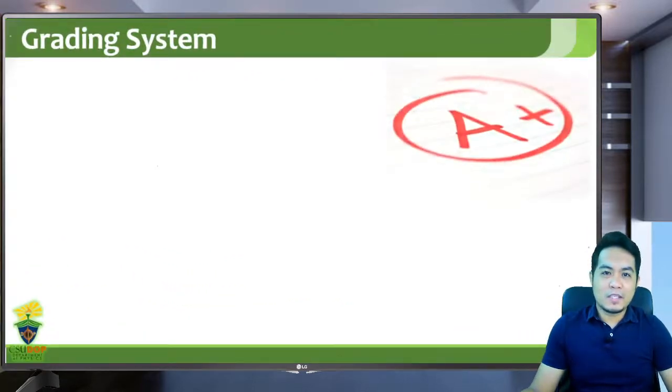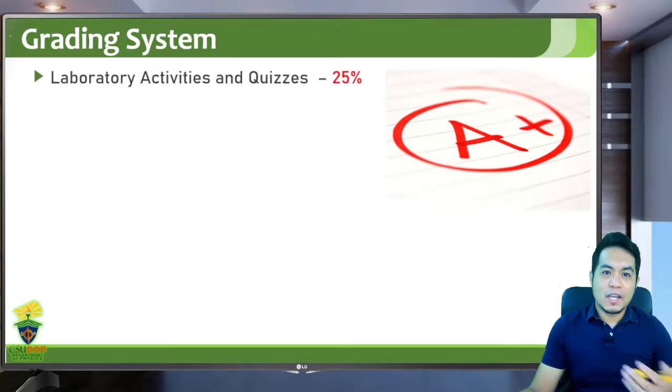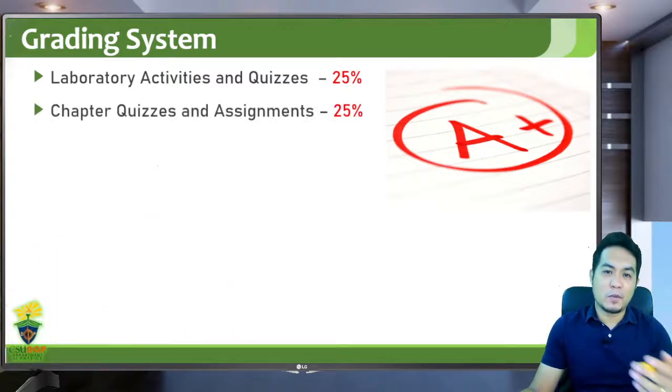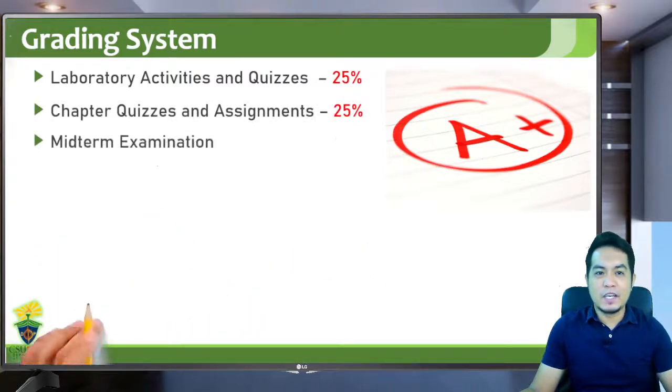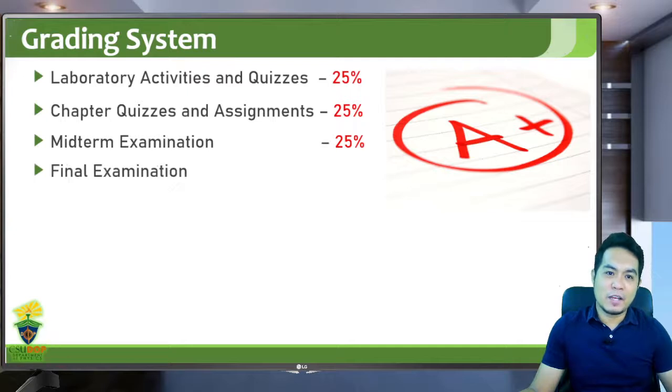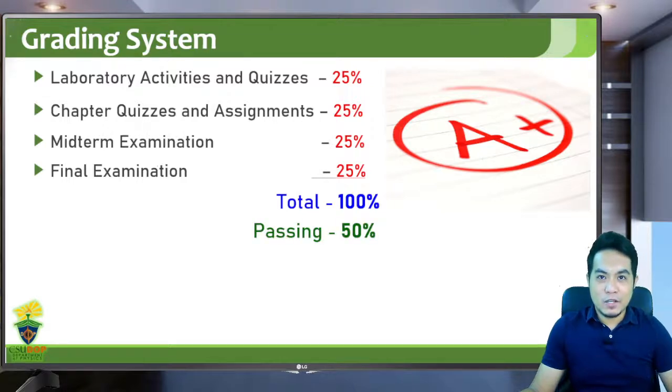For our grading system, the laboratory activities and quizzes, of course, that's 25%, and the lecture is 75%. The lecture will be comprised of chapter quizzes and assignments, 25%, midterm examination, 25%, and of course, final examination, 25%, a total of 100%. The passing for this course is just a mere 50%.